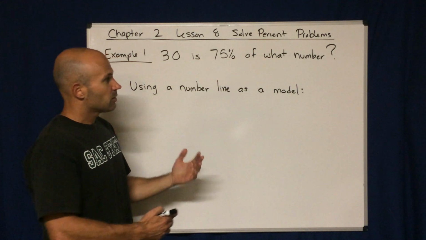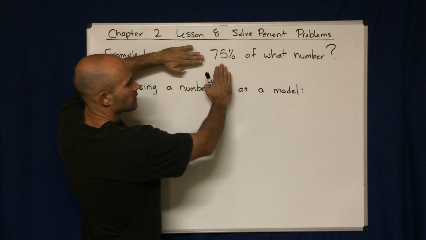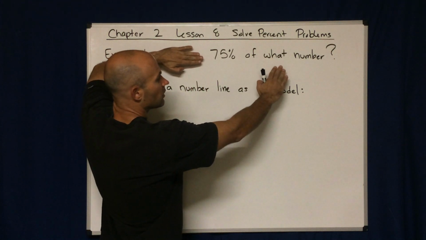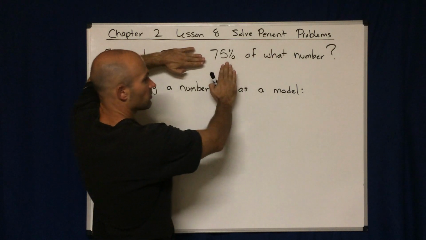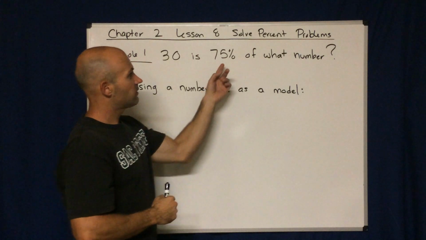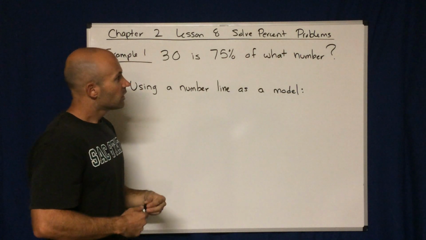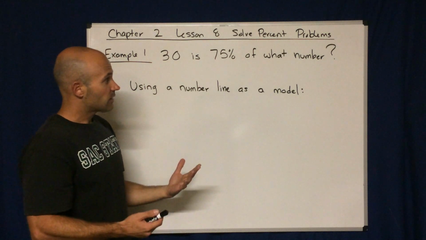In Lesson 7, the problems you did were taking 75% of a specific number. So you would be given what number you're taking the percent of. But here they're flipping it. They're saying 75% of what ends up giving you 30. There's a couple of different ways to solve these types of problems.